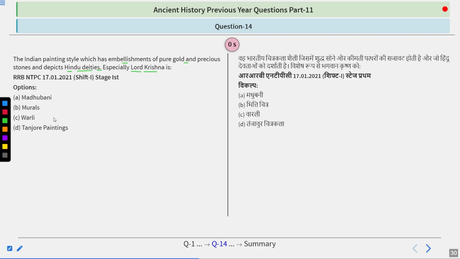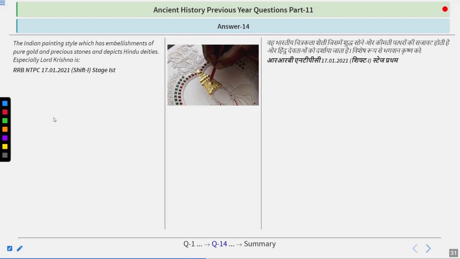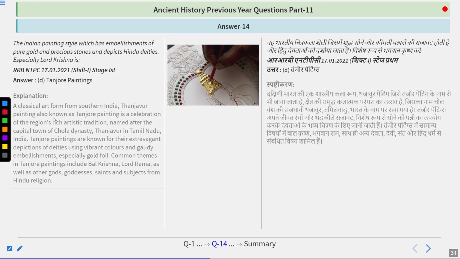And I hope the answer you are giving would be right. So the answer of this question is Tanjore painting. A classical art form from southern India, Tanjore painting is a celebration of the region's rich artistic tradition. Named after the capital town of the Chola dynasty, Tanjore in Tamil Nadu, India. Tanjore paintings are known for their extravagant depictions of deities using vibrant colors and gaudy embellishments, especially gold foil.